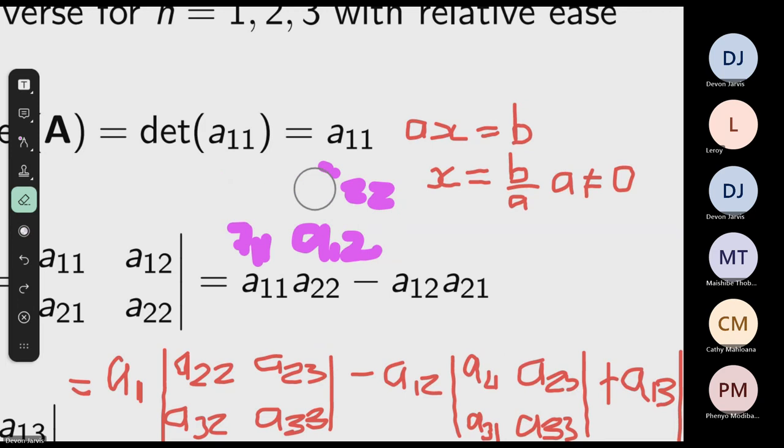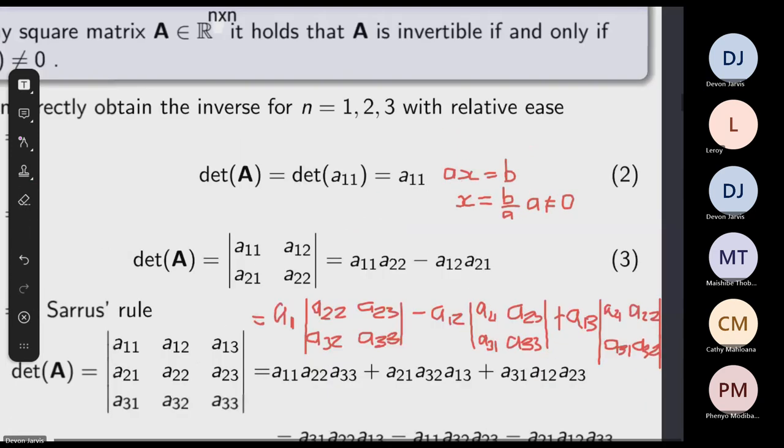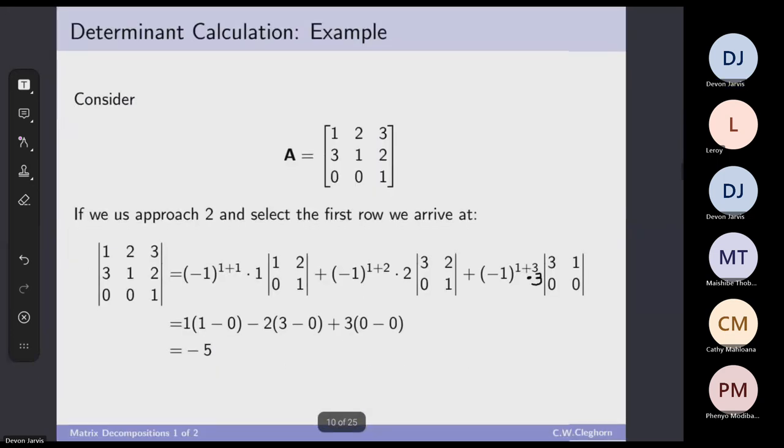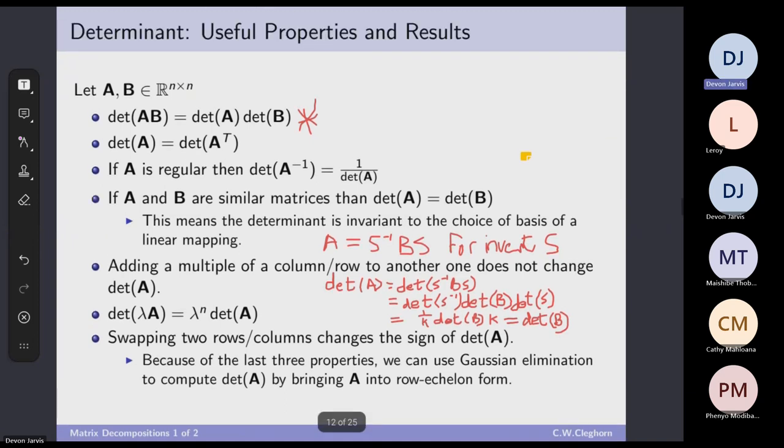All right. So those are all the key properties of a determinant. In particular, I think the first one's really important, I think the similarity one's important, and I think the one about the inverse is particularly key.